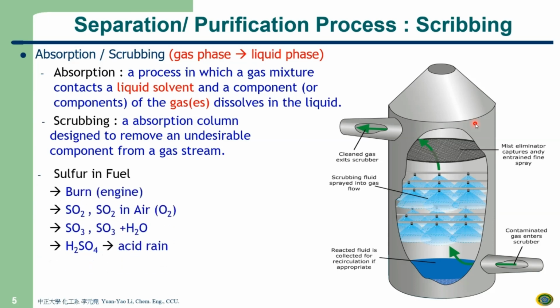Okay, this is one of the famous examples. In combustion, when you burn coal in the engine, because the coal contains some sulfur compounds, the sulfur will become sulfur dioxide. If sulfur dioxide meets air, it becomes SO3, and SO3 with water becomes H2SO4, and this is what we call acid rain, right?